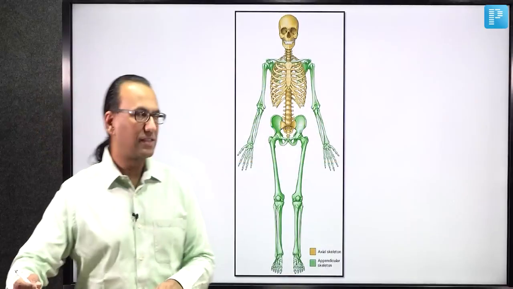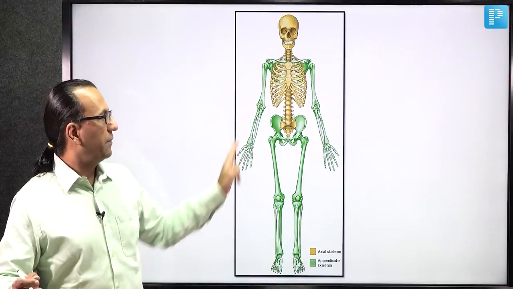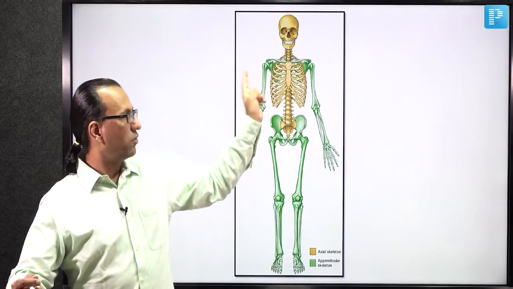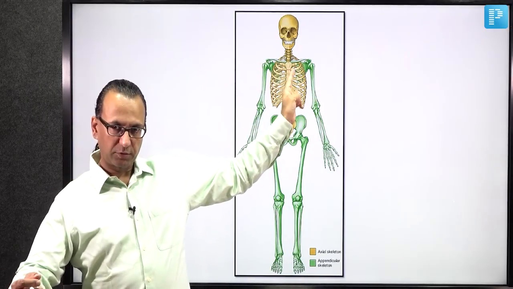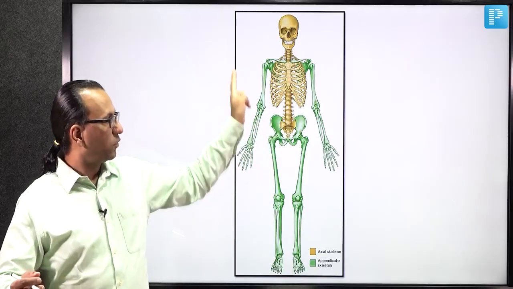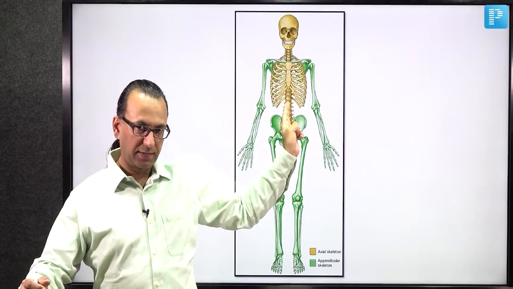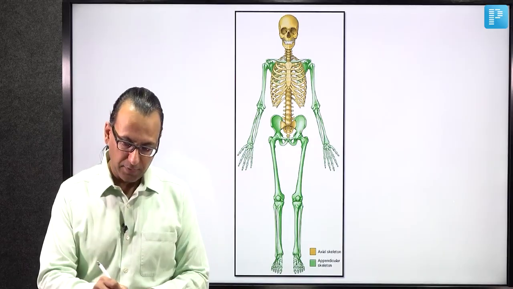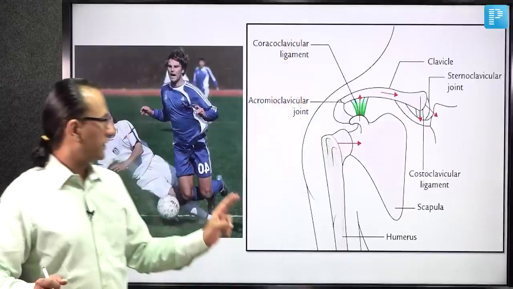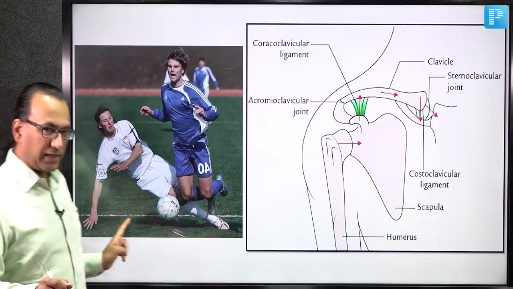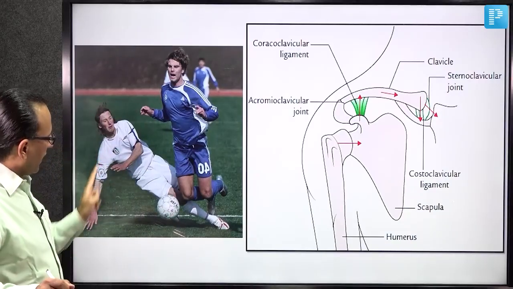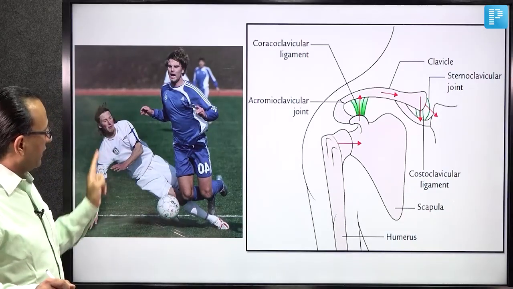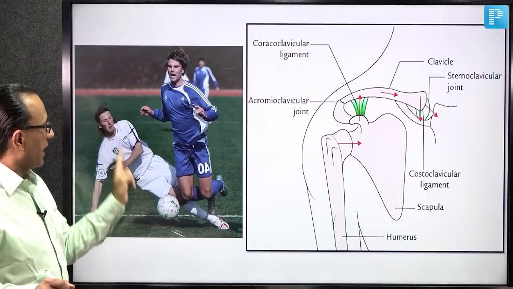Here we are looking at the skeleton of the upper limb, especially the clavicle bone, which is important for transmitting the weight of the upper limb towards the axial skeleton in case there is a fall on the outstretched hand. Let us look at a player here. This is a player which is a case of fall on the outstretched hand, and the weight of the upper limb is supposed to be transmitted towards the axial skeleton.